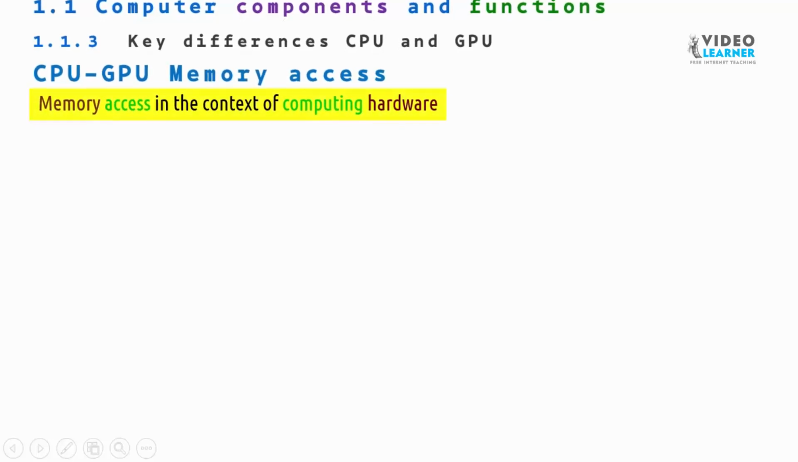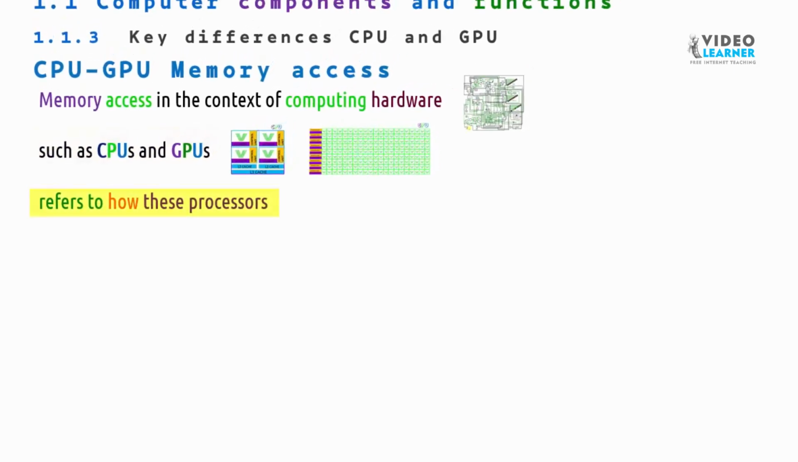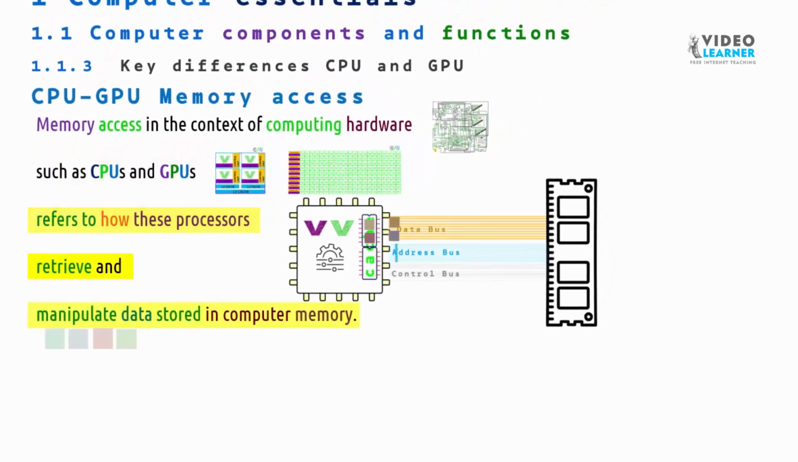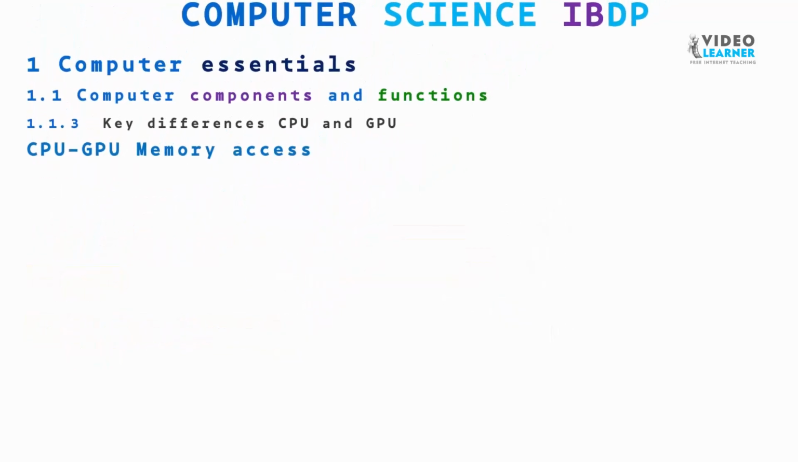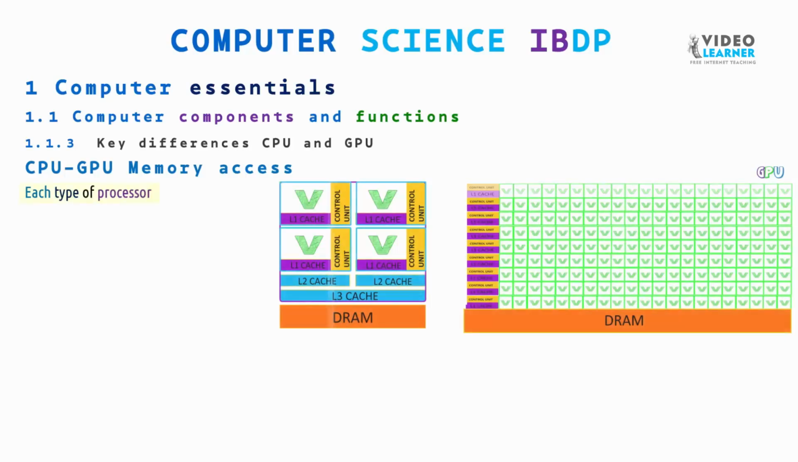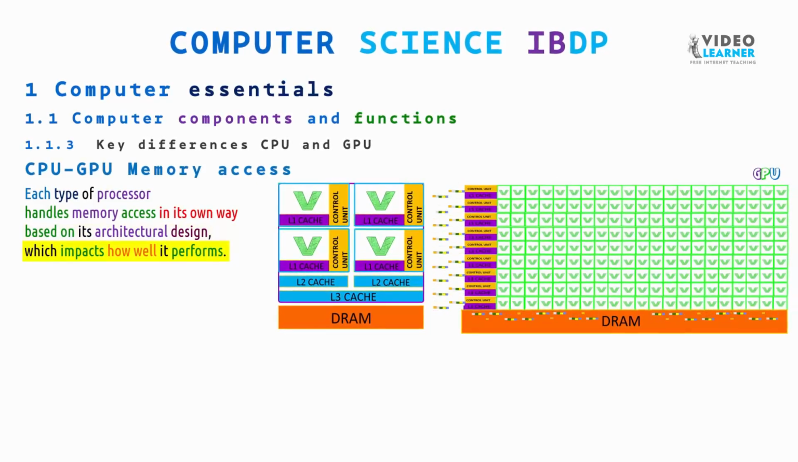Memory access in the context of computing hardware such as CPUs and GPUs refers to how these processors retrieve and manipulate data stored in computer memory. Each type of processor handles memory access in its own way, based on its architectural design, which impacts how well it performs.